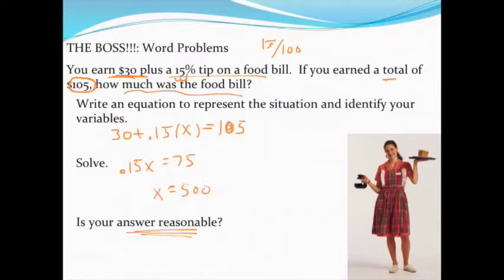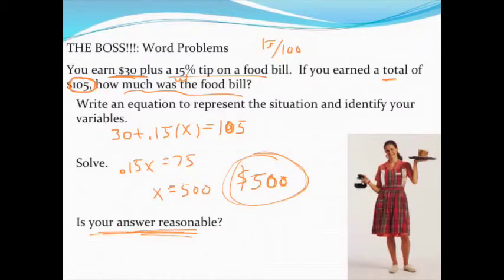Now, because it's a story problem, make sure that our answers are labeled, so they have some meaning. So in this case, remember, x was standing for the total food bill for the day. So x must be $500, or 500 must represent $500 in this case.